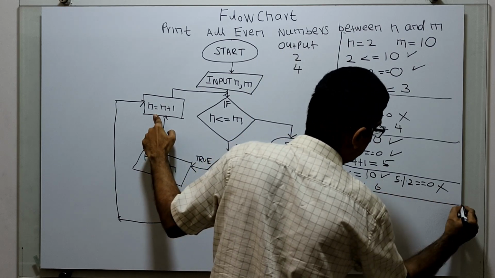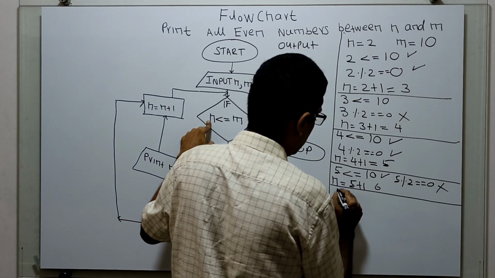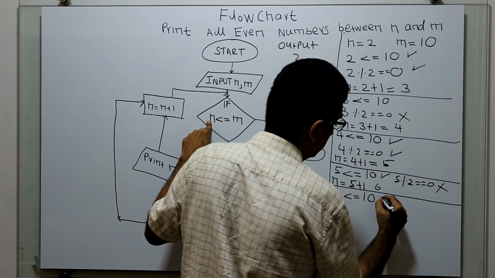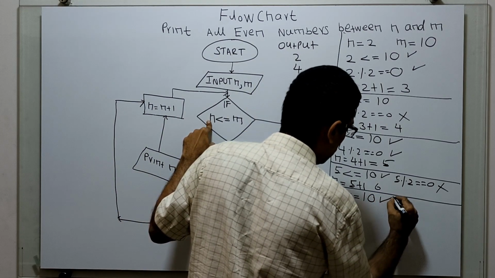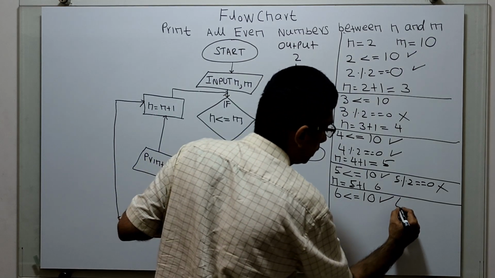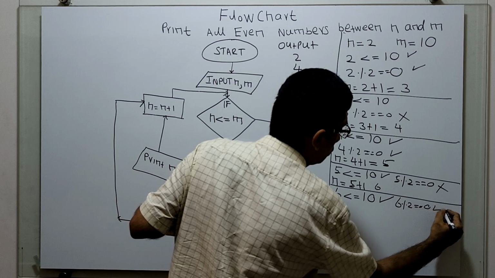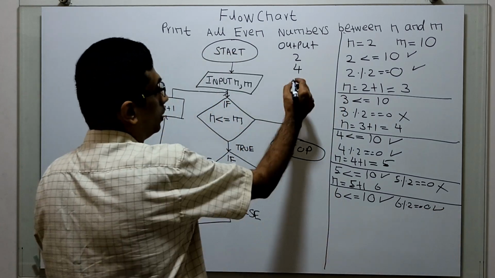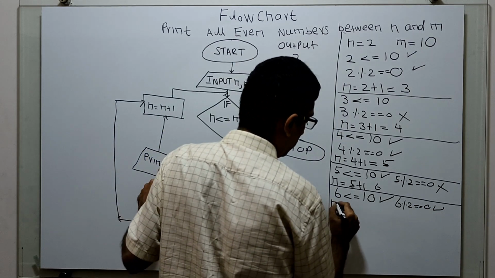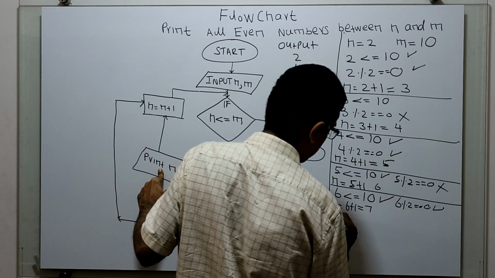The iteration is over. Now to check n less than or equal to m. Now to check 6 less than or equal to 10. This condition is true. If you check n modulo 2 equal to 0, 6 modulo 2 equal to 0 is true. It will print n. So it will print the output 6 here. I am incrementing n by 1. n equal to 6 plus 1, which is equal to 7.